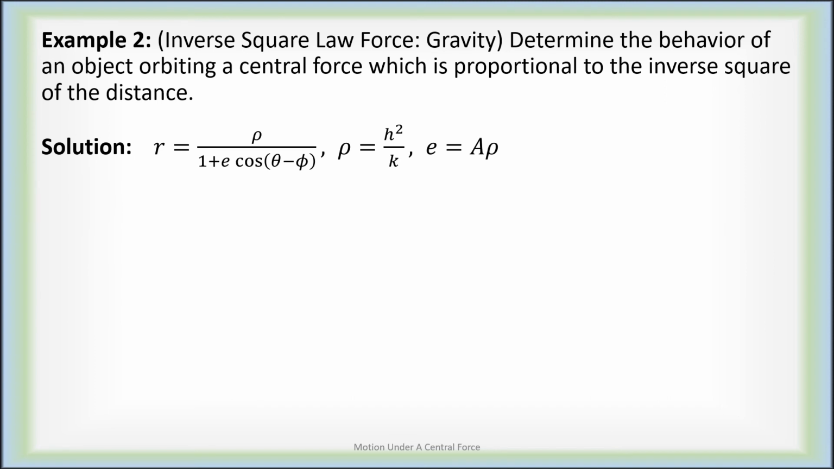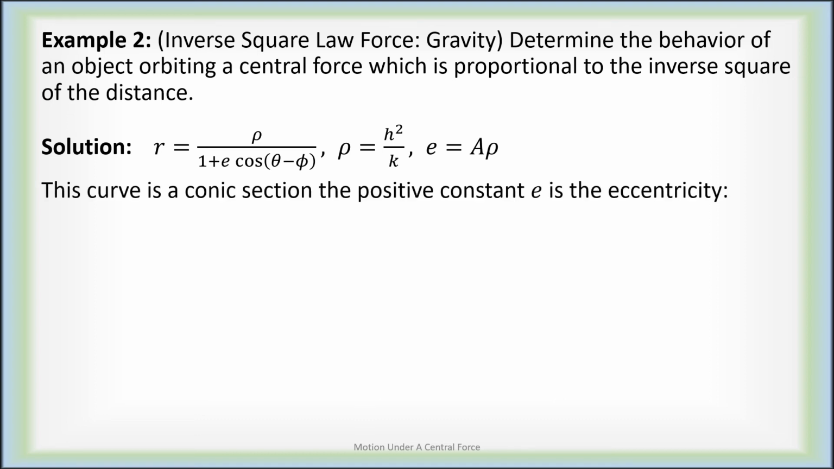So here was our solution again. Note again, it depends only on the variable theta. Rho and e and phi are all constants. So the curve here is a conic section. The positive constant e is the eccentricity of this conic section. This is why it's used the letter e. It's not the base of the natural logarithm, it's the eccentricity.